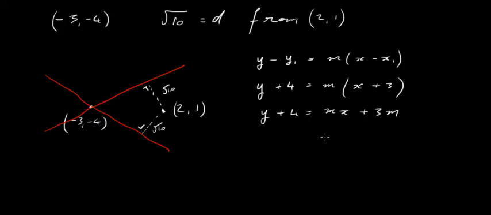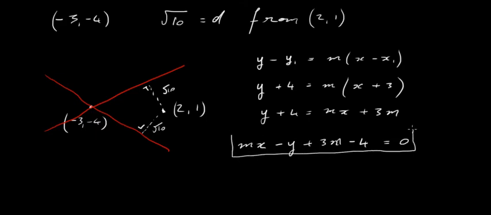Put that in standard form then. Let's put the x first, so we'll have mx, bring this y over, or subtract y from both sides, so that's minus y, bring this 4 over, or subtract 4 from both sides, so we'll have 3m minus 4 equal to 0. Okay, so this is the equation of any line that goes through the point minus 3, minus 4. So this will be the equation of any of these lines here.